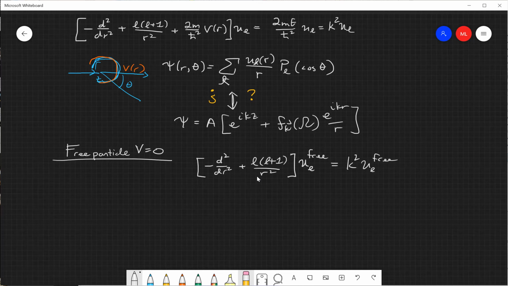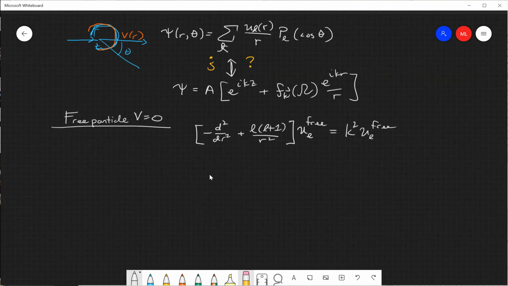And does anyone know what the solutions to this equation are? Special functions? Does anyone know what their names are? Bessel functions. Exactly right. They're the spherical Bessel functions. That's right. And there's, of course, 2 of them because, again, second order equation, so we have 2 solutions.